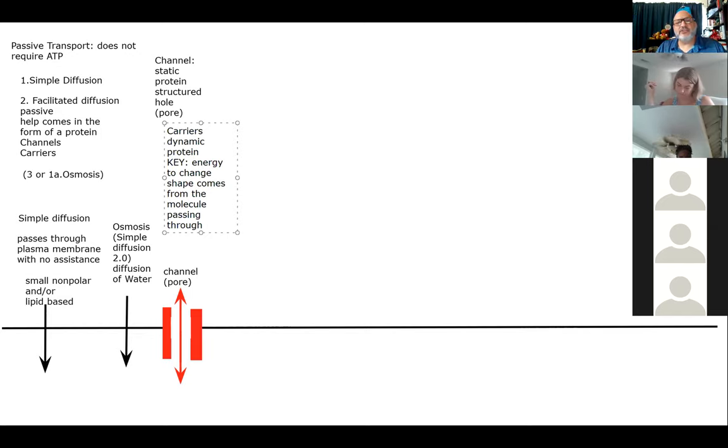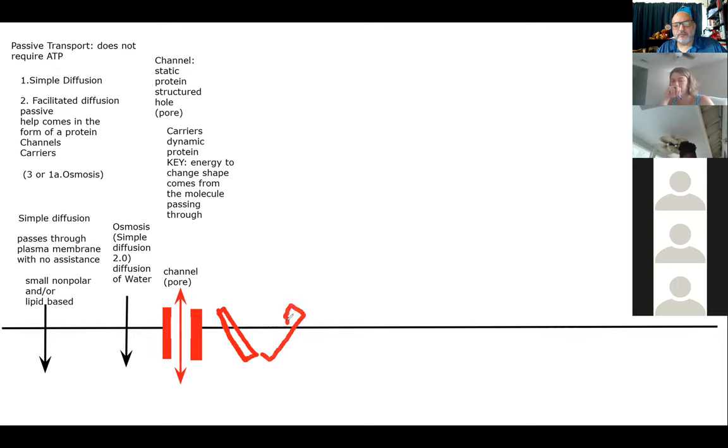Now, I haven't had to do this before. Let's see if I can draw one of these. Let's make it thick. Excellent. So, again, it's going to be comprised of proteins. So here is one protein, and here is a second protein. And what's special about this protein is that it has a special binding site on it. So let's get rid of the middle part here. So this would be an example of a carrier.